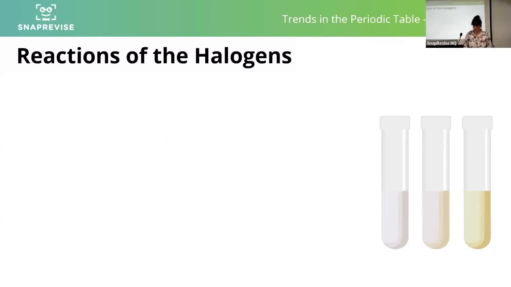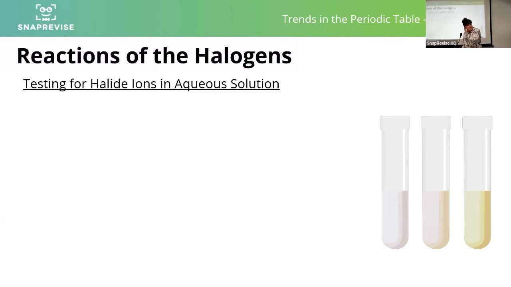One of the things that I think students find quite easy to remember, but you do still need to remember, so if you haven't memorized it yet, get it learnt, is testing for halide ions in aqueous solution. So how do we work out which halide ion is present in a solution? There are a couple of steps. You need to do all of them, and you need to understand why they're important as well.